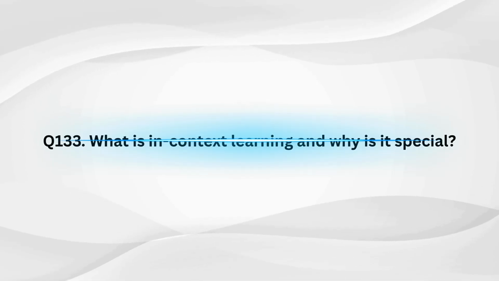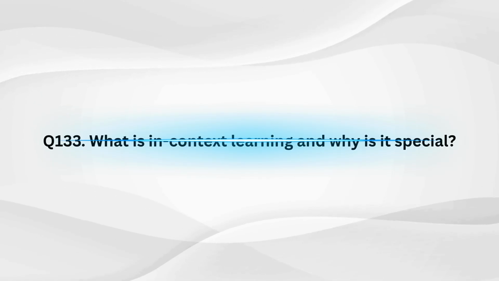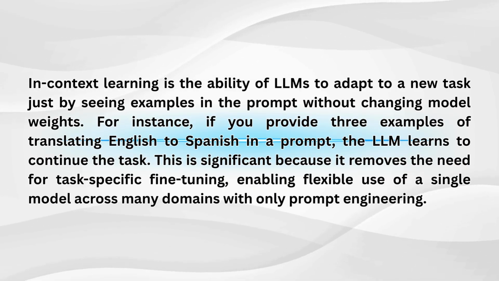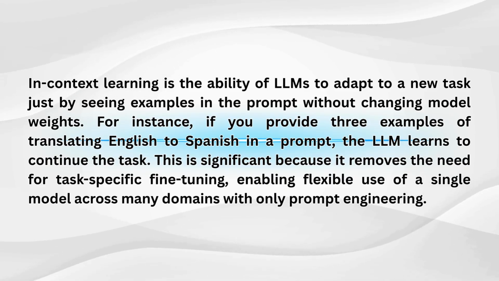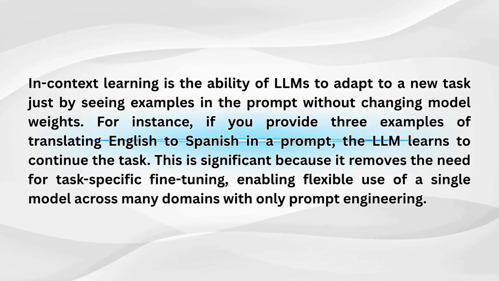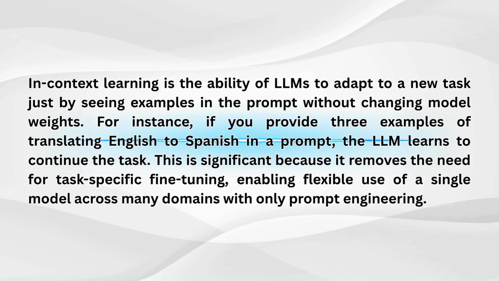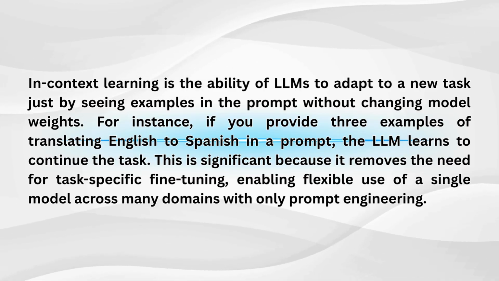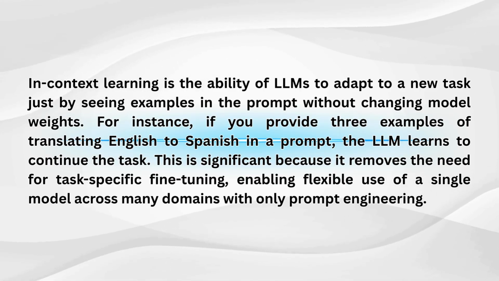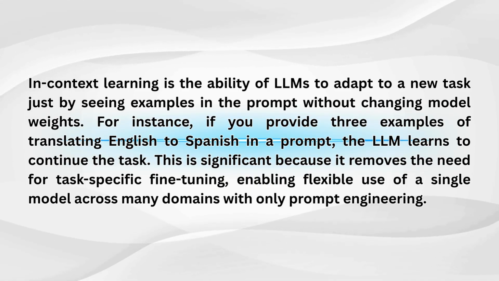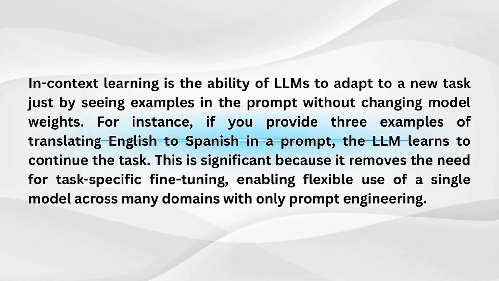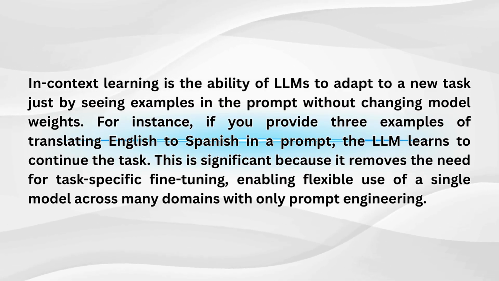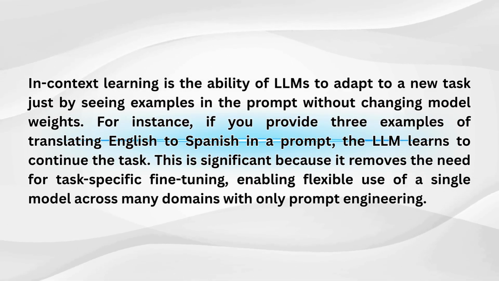What is in-context learning and why is it special? In-context learning is the ability of LLMs to adapt to a new task just by seeing examples in the prompt, without changing model weights. For instance, if you provide 3 examples of translating English to Spanish in a prompt, the LLM learns to continue the task. This is significant because it removes the need for task-specific fine-tuning, enabling flexible use of a single model across many domains with only prompt engineering.